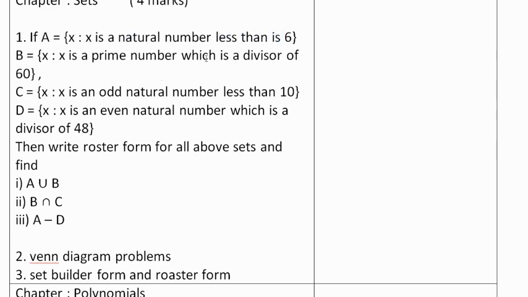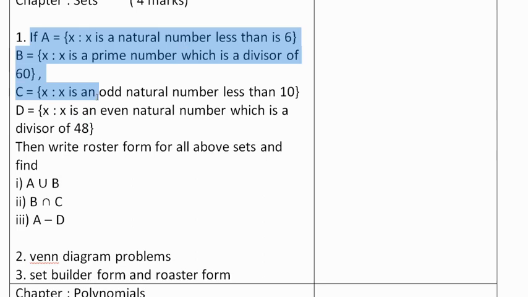So B is x such that x is a prime number divisor of 60. C is odd numbers less than 10. We all know that odd numbers are 1, 3, 5, 7, 9. You have to stop there because they asked less than 10. D is such that x is an even number which is a divisor of 48. So what are the divisors of 48? The even numbers only we have to pick.